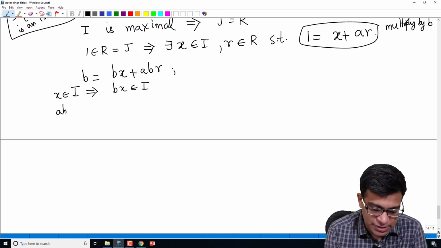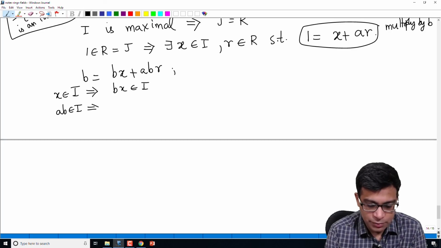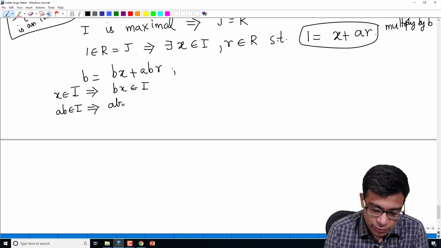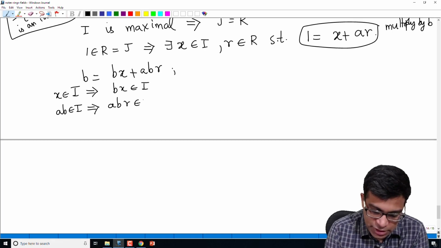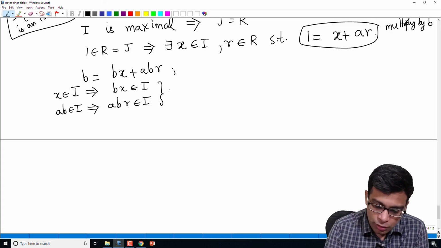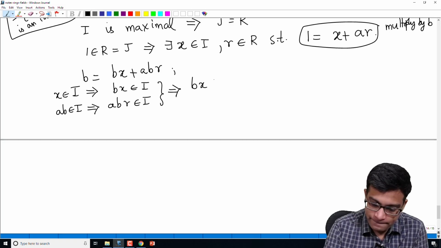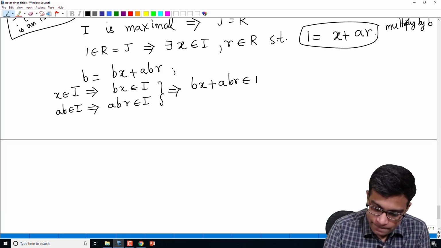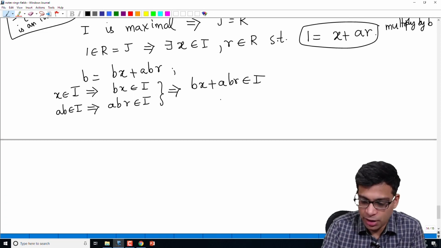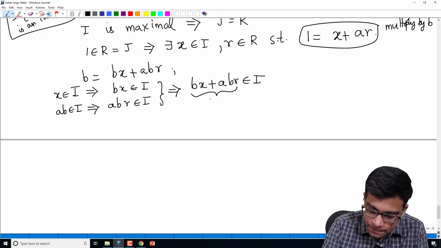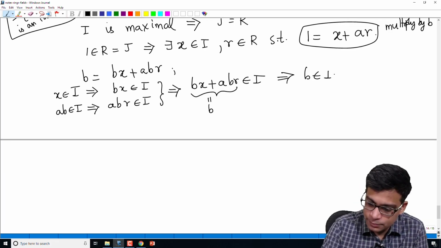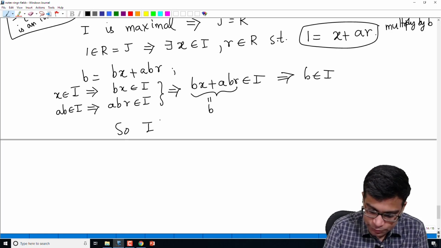And also by hypothesis, AB is in I, because we have taken two elements whose product is in I. So ABR is in I. So Bx is in I, ABR is in I, hence their sum is in I. Right? Bx is an element of I, ABR is an element of I, their sum is in I. But what is this sum? This is exactly B. B is Bx plus ABR. This means B is in I. So I is prime.